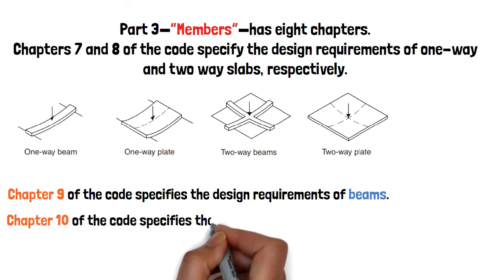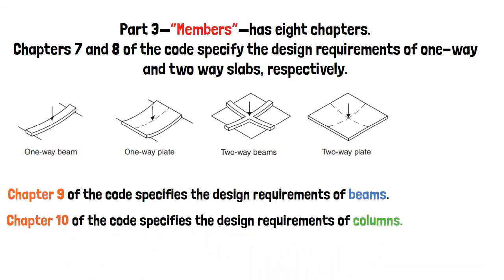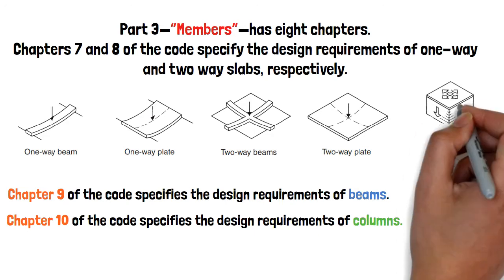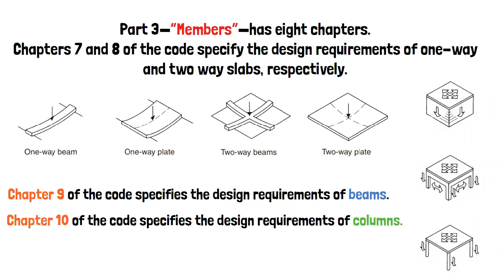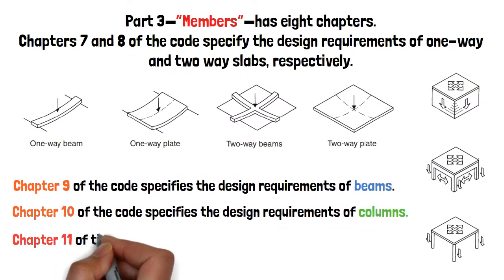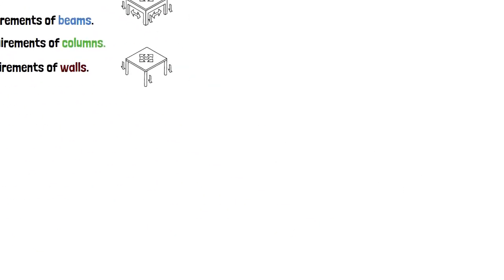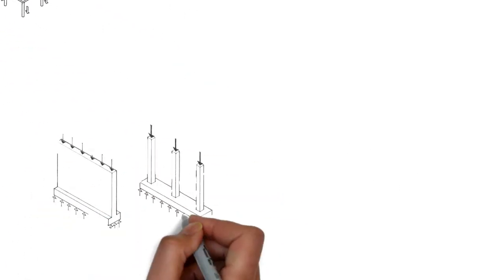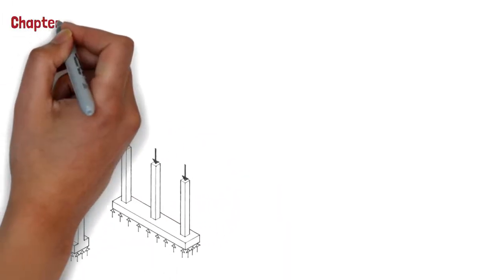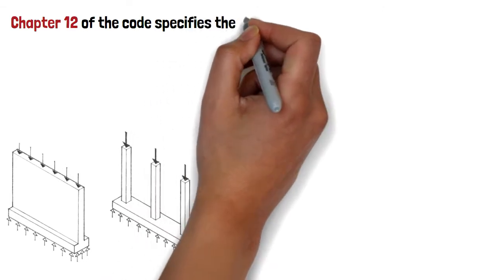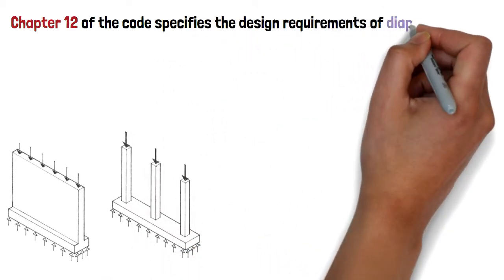Chapter 10 of the code specifies the design requirement of columns. Chapter 11 of the code specifies the design requirement of walls. Chapter 12 of the code specifies the design requirement of diaphragm.